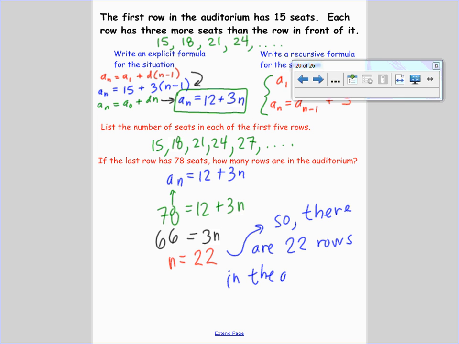In the auditorium. Awesome. What questions do you have about our seats in the auditorium rows? Problem situation.